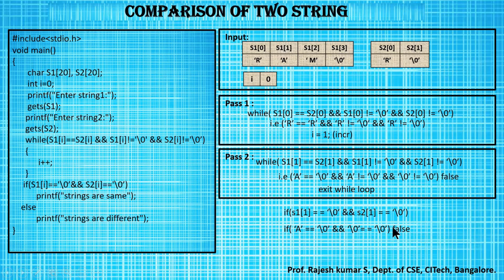So in this condition, we tell that it is false, because only we have terminated the S2 array. In the S1 array, there are still characters to be read. So we'll be printing the strings are different. This is how we have to trace a program in order to check whether the strings are same or different.